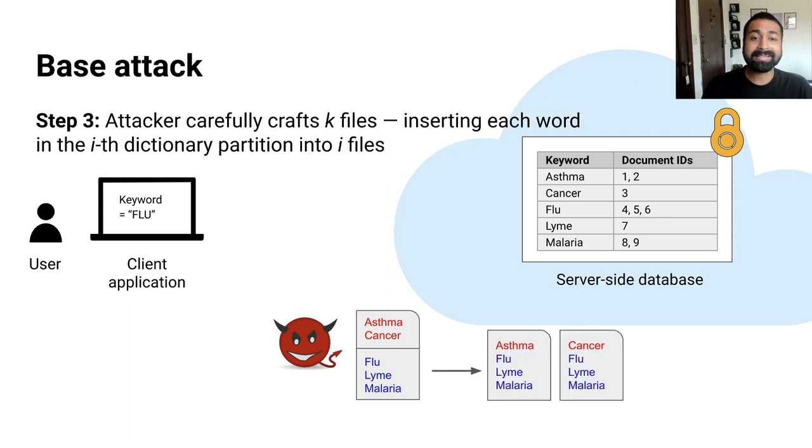Step 3, the attacker uses the partitioned dictionary to carefully craft k files, such that all the words in partition number i are inserted into exactly i files. So in this case, the words asthma and cancer, which were in partition number 1, are inserted into one file each, while the remaining words that belong to partition 2, including the word flu, are inserted into both the files.